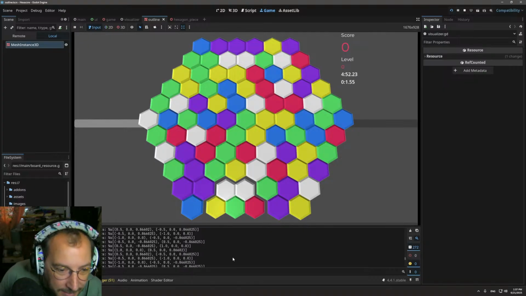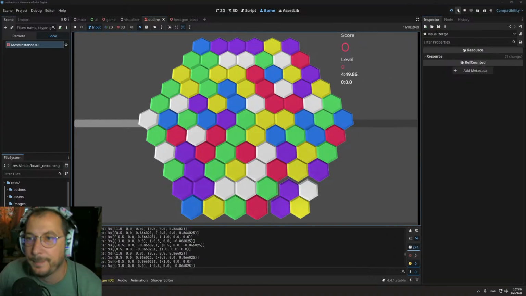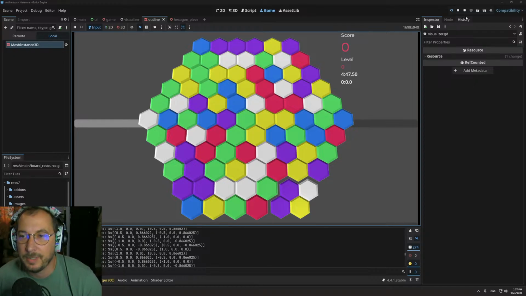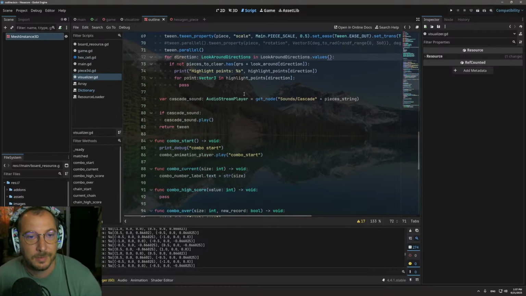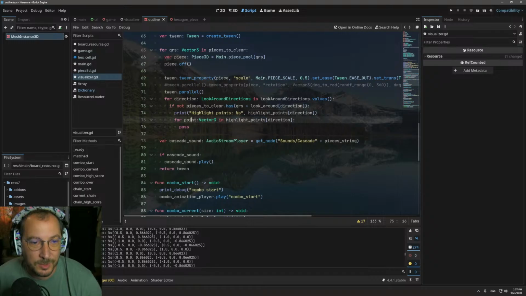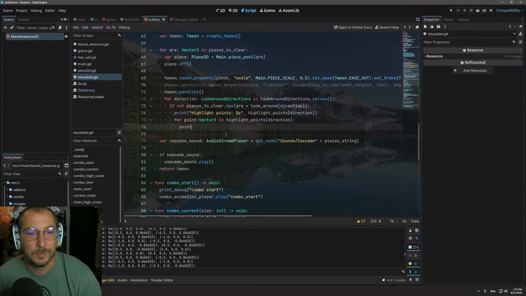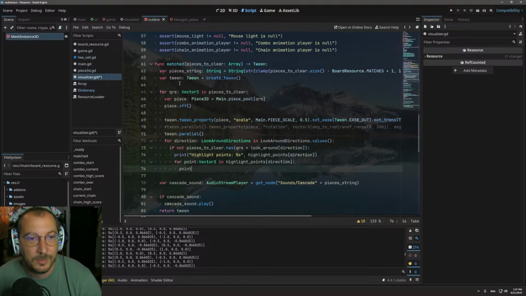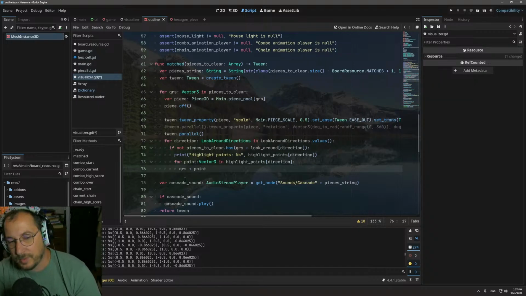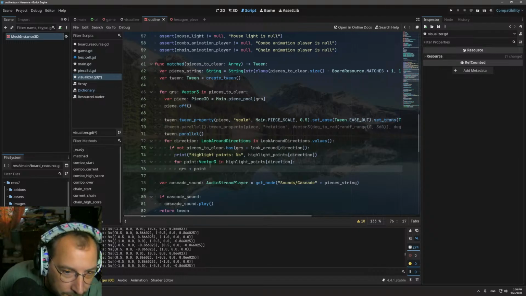So then we have a bunch of highlight points. Okay? So then this should be relative. So what we do is for each point in this little subloop, we take the point and we add it to the QRS position. And this is the vector coordinate that we then want to draw from one point to the next one.